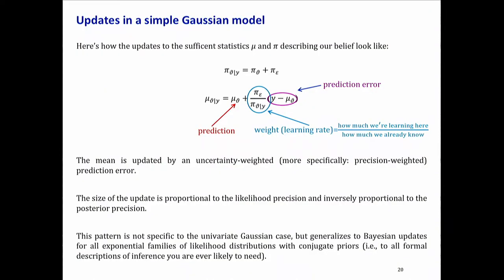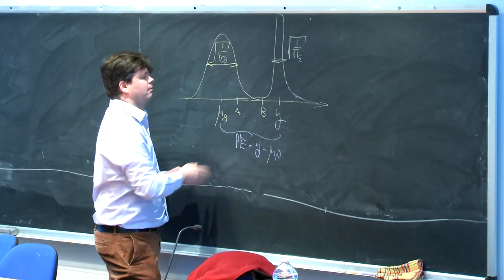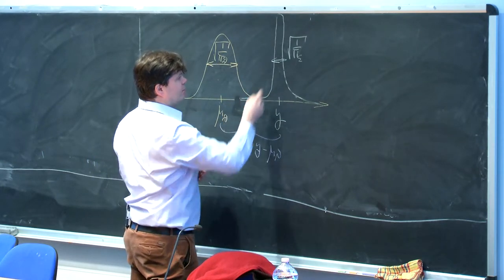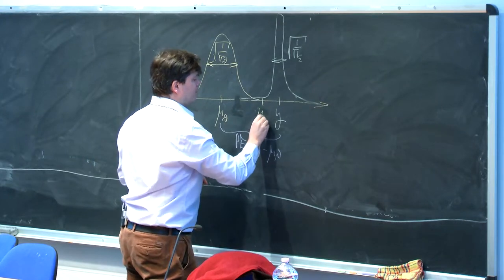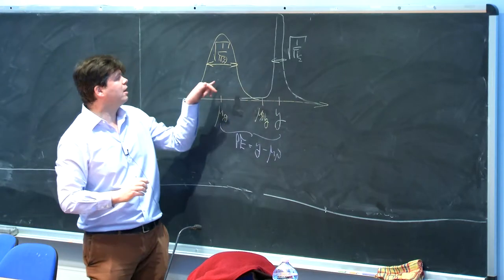Let's just look at this. If these two are equal, then we're going to get exactly one half here. And this means we add one half of the prediction error to our prior, and we end up in the middle. Now, in our case, we're going to be near here because we had a much more precise observation than a prior.